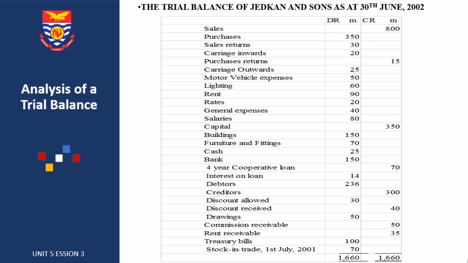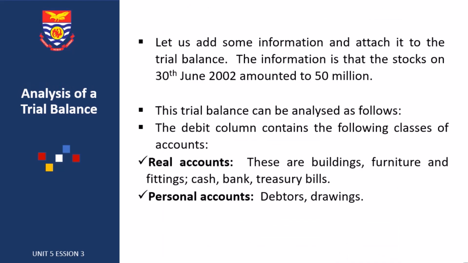We remember that the items we need for the statement of profit or loss are the nominal accounts, which can be in the form of expenses and losses or revenues and gains. And the accounts we are going to use in the preparation of the statement of financial position are the real account and the personal account. In addition, we have also been given information that the stock of inventory at the end of the period is 50 million.